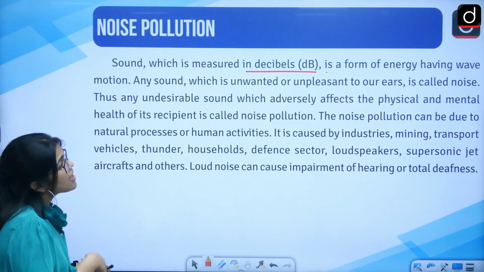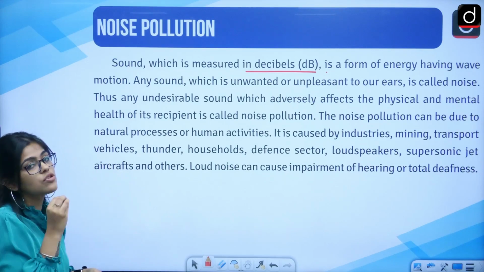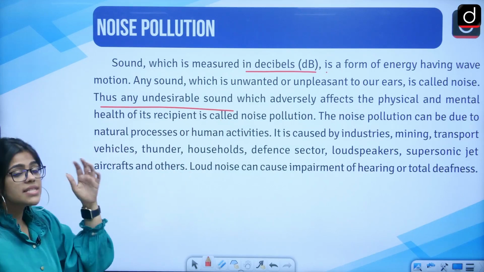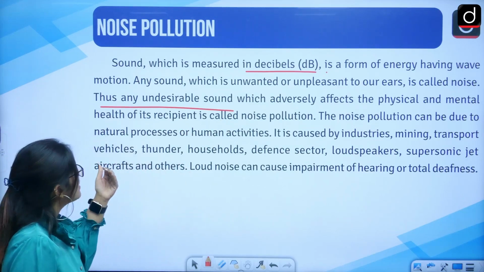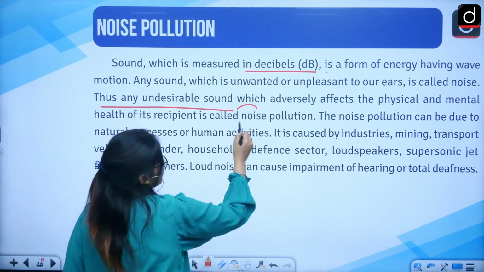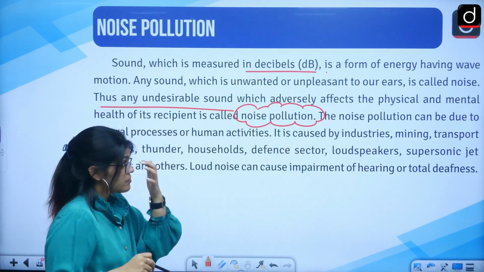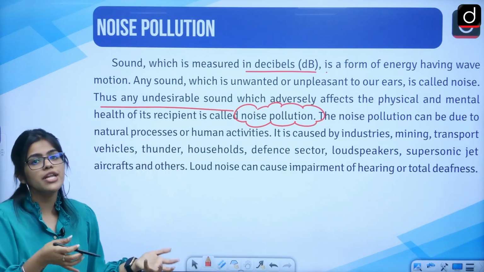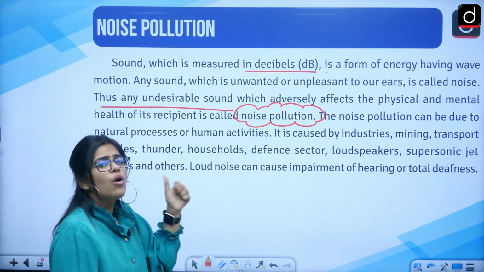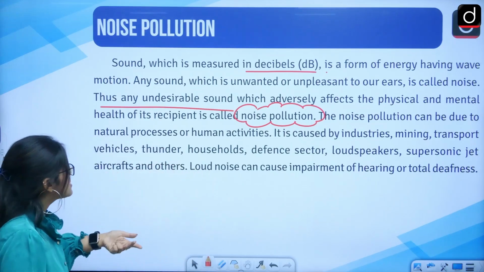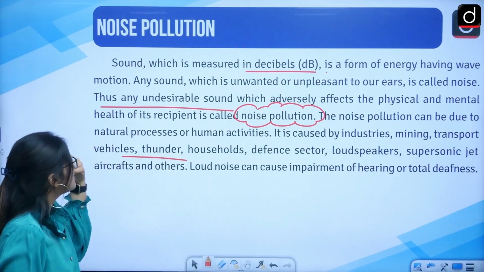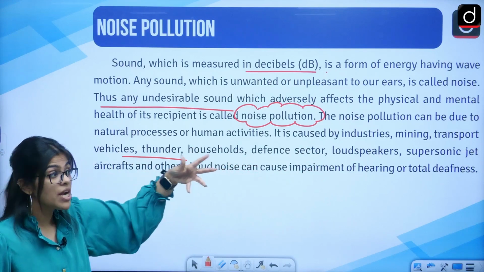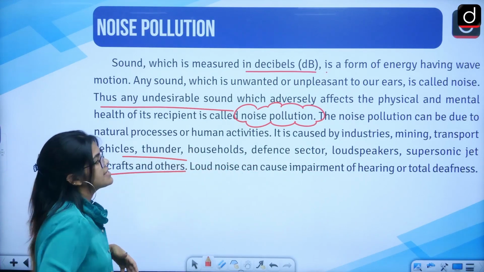Any sound which is unwanted, unpleasant to our ear is called noise. Thus, any undesirable sound which adversely affects the physical and mental health of the recipient is called noise pollution. Noise pollution can be due to natural processes or because of anthropogenic or human activities. It is caused by industries, mining, transportation, household, thunder, vehicles, or loudspeakers. It can be because of the supersonic jets that are used, or aircraft, etc.